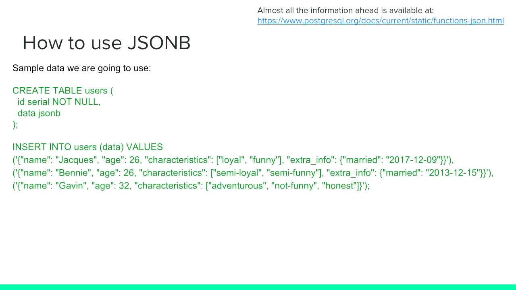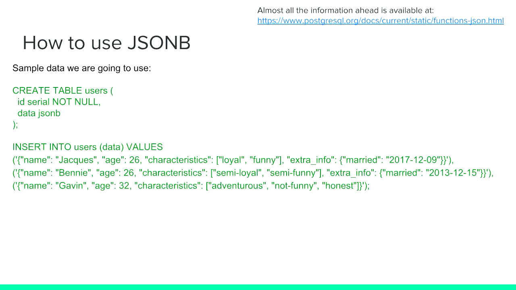Here's an example table that we're going to use. Some users, there are three users in there. And just very simply, there's an ID, and I insert into data, type of JSONB, you can see there. And you can see the different people can have different properties already. And that's the stuff about JSONB.